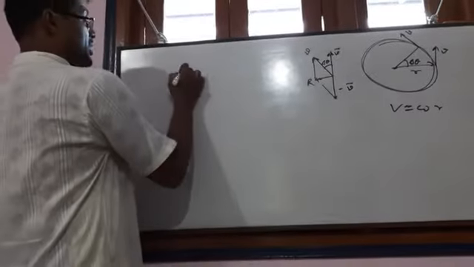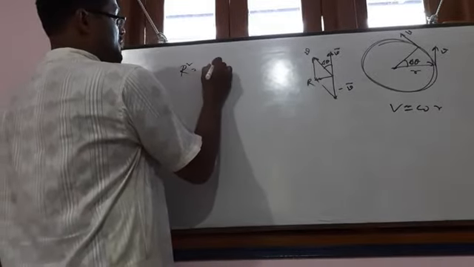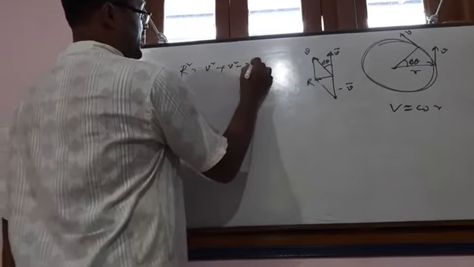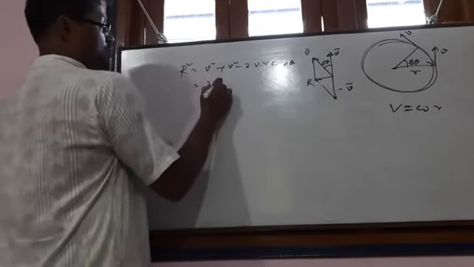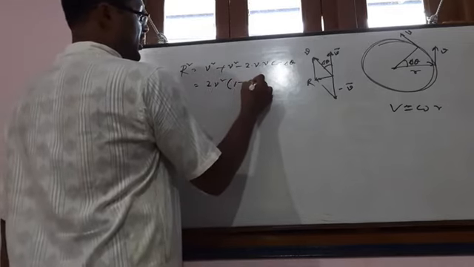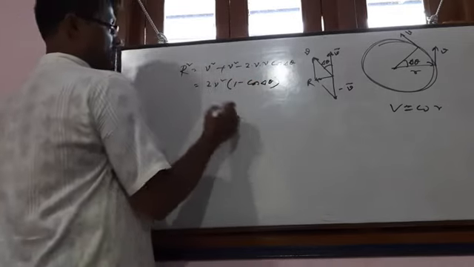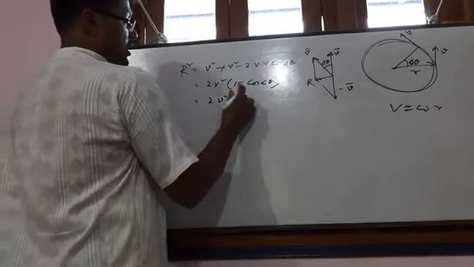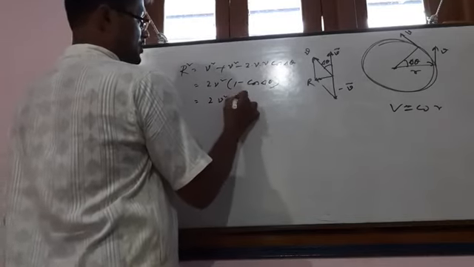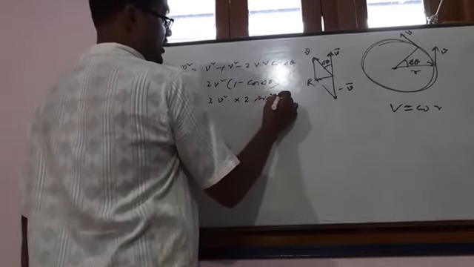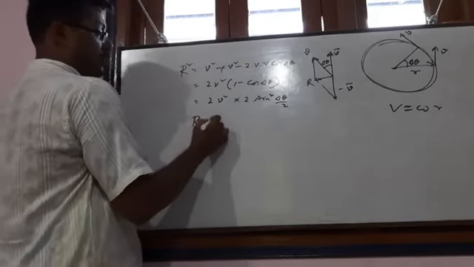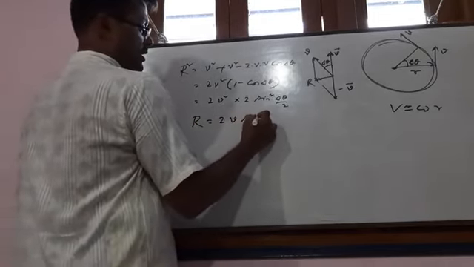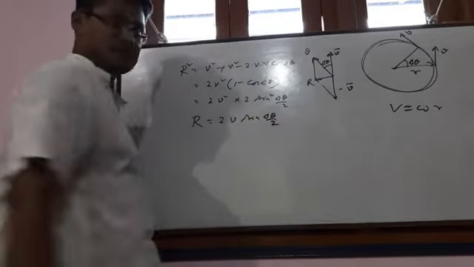Now r square equal to what? v square plus v square minus 2 v square cos delta theta. That is 2v square into 1 minus cos delta theta. That is 2v square into 2 sine square delta theta by 2. So r equal to 2v sine delta theta by 2.